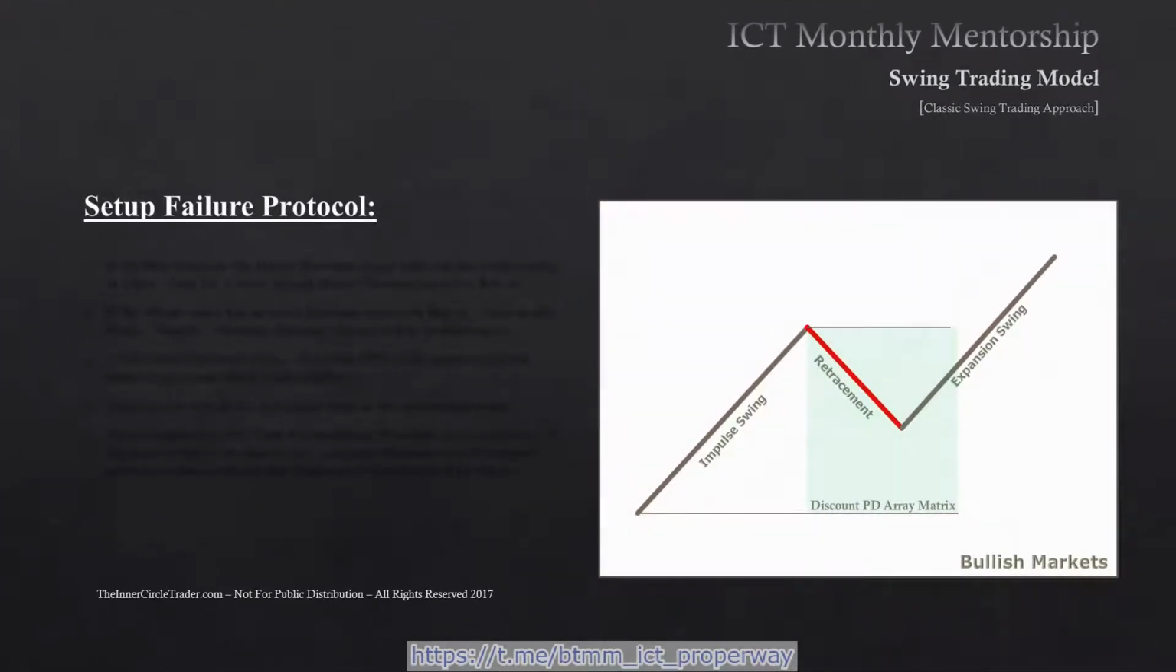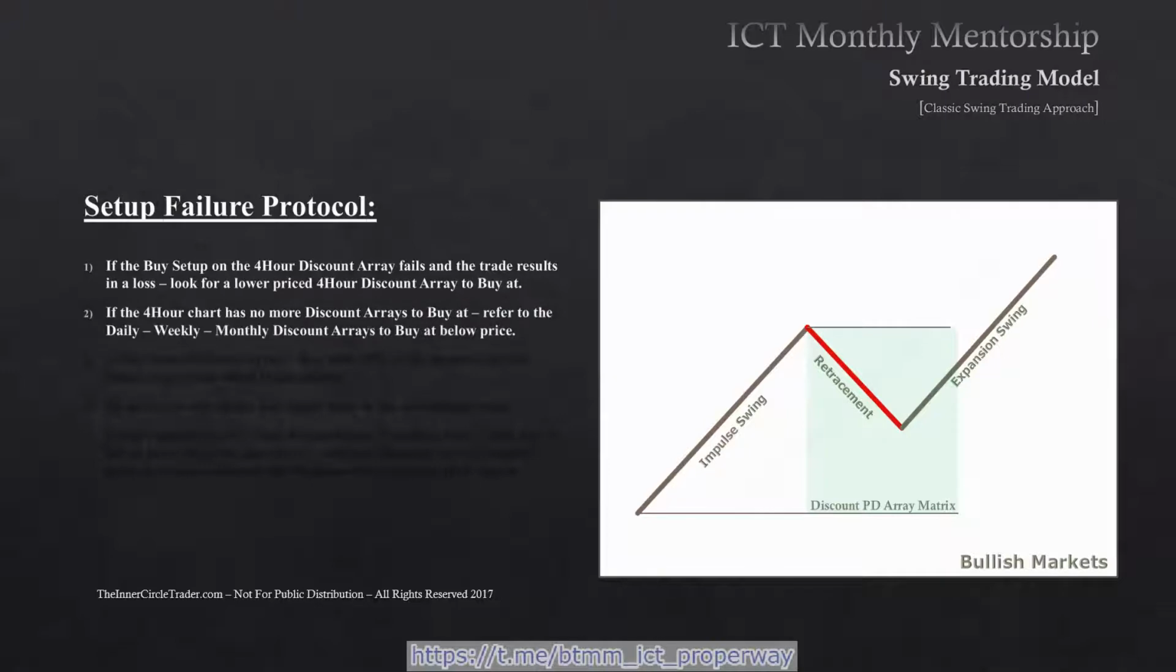Setup failure protocol. Now, if the buy setup on the 4-hour discount array fails you and the trade results in a loss, don't worry about it, don't freak out, and don't panic. Okay, all you're going to do is simply look for a lower priced 4-hour discount array to buy at. Now, if the 4-hour chart has no more discount arrays to buy at, you're going to refer to the daily, the weekly, and the monthly discount arrays to buy at a lower price.